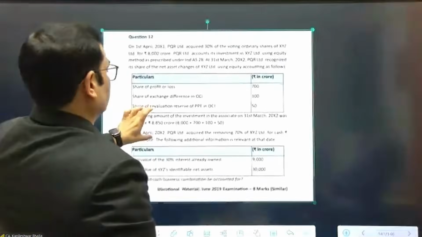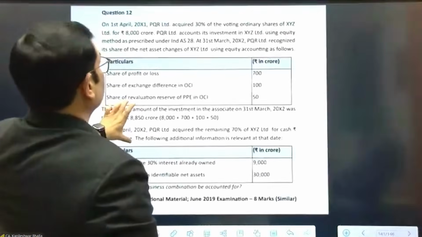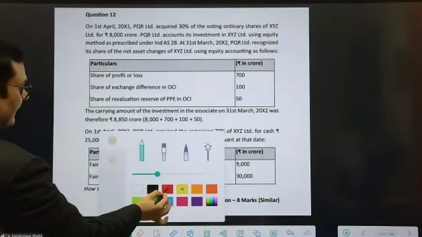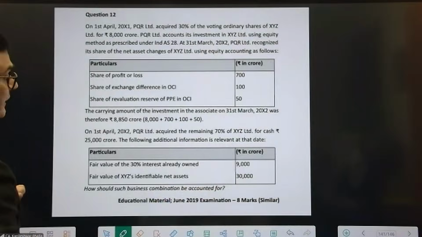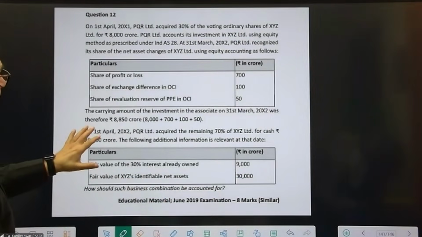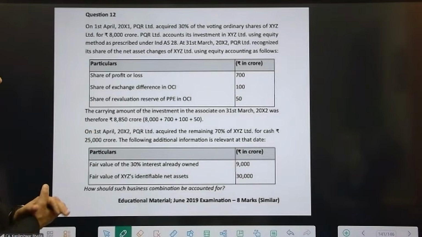Let me zoom it. It's also there in the education material. Not exactly this question came in June 19, but exactly a similar question came in June 2019. So you can try that as a practice. This is the question which is there in the education material as well.